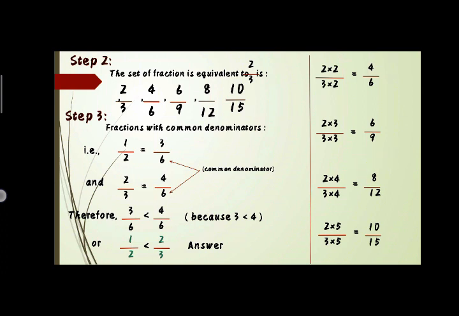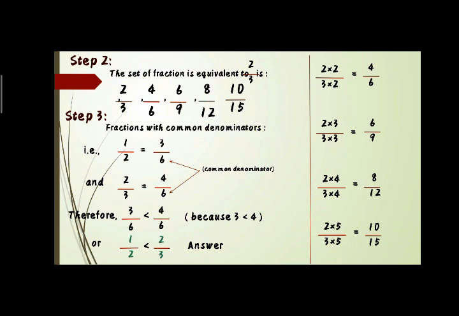Now choose another different multiplier for 2 upon 3. The multiplier is 4 and the equivalent fraction becomes 8 upon 12. Now build one more equivalent fraction of 2 upon 3. Choose multiplier 5 and the equivalent fraction becomes 10 upon 15. Now look here, it is the set of equivalent fractions of 2 upon 3: 2 upon 3, then 4 upon 6, 6 upon 9, 8 upon 12, and the last one is 10 upon 15.